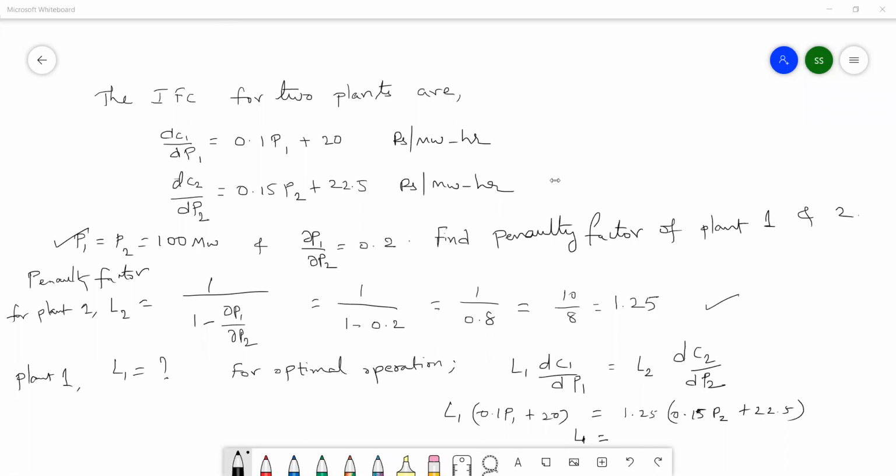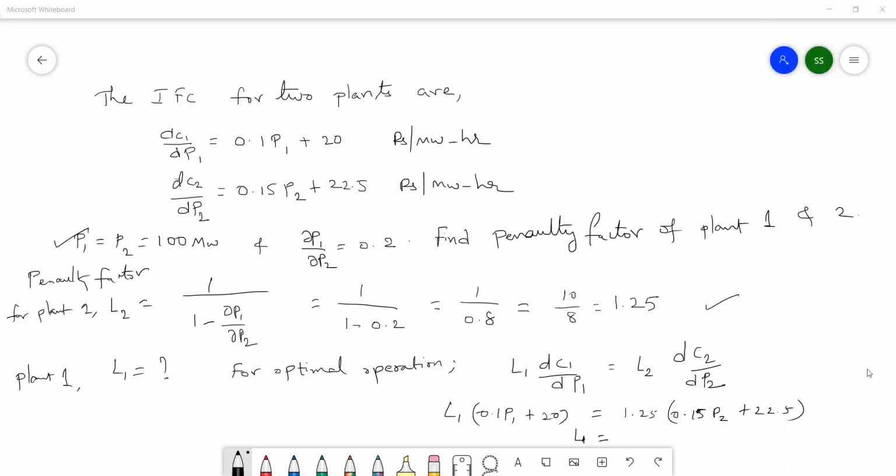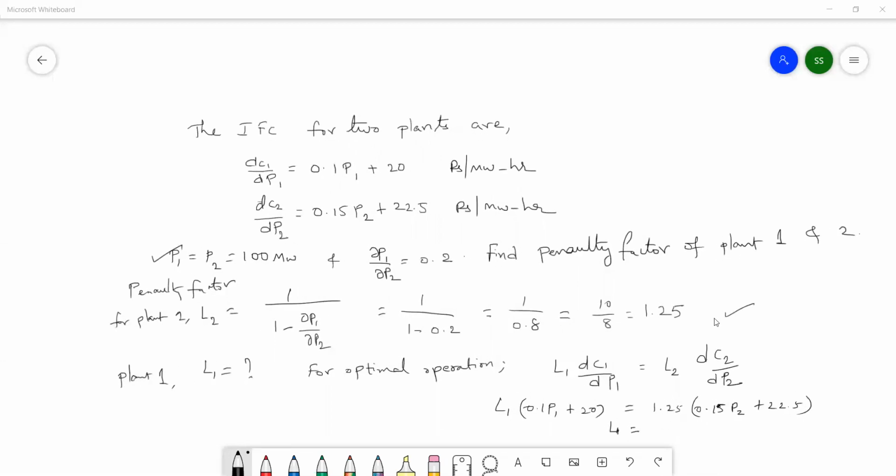How much is the value? 2.23. Sirisha, okay. Did anyone get the same answer or a different one for the L1 value? I got 1.35, sir. 1.35. Is there another value from anyone? I need one more answer so that we can cross check which one is correct.